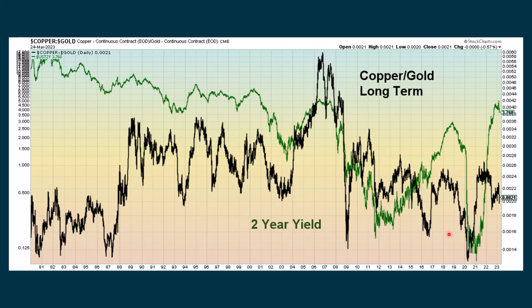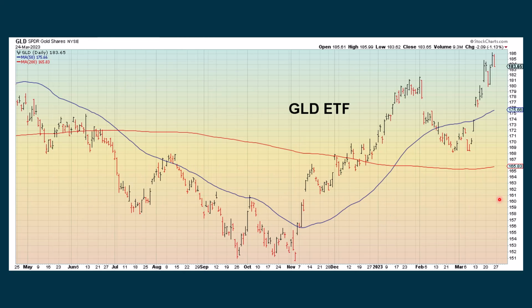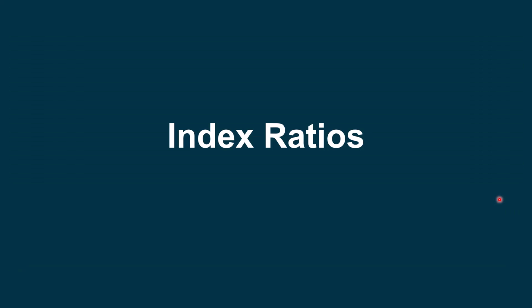And here's another look at that same chart. The black line is the copper to gold ratio going back to 1980. This green line is the 2-year yield. What you'll notice here is they do have a tendency to go in the same direction, and even though they're on different scales, they tend to not get very far apart from each other. There's a really wide spread here, and they're going pretty much in opposite directions currently. Gold is in an uptrend and has been doing well as of late, as has silver.